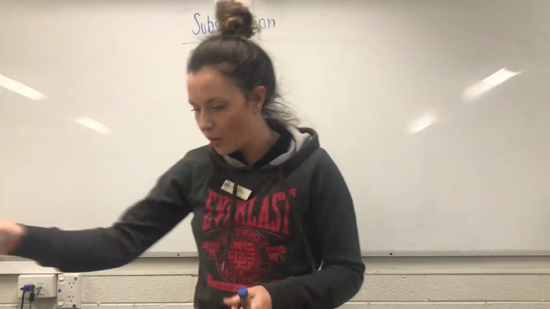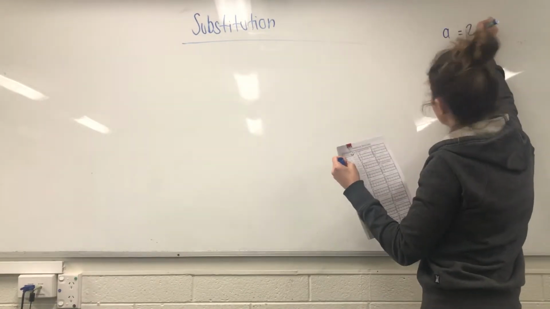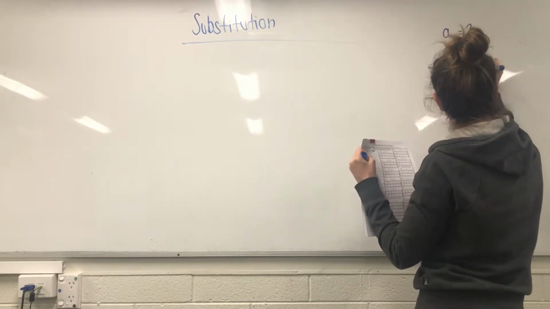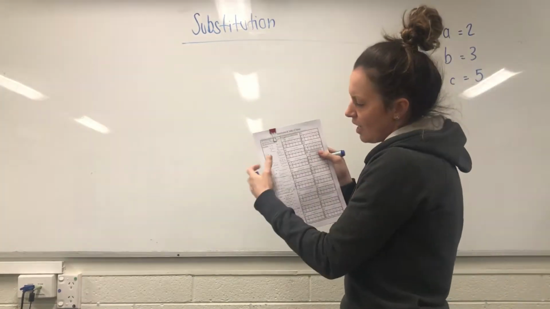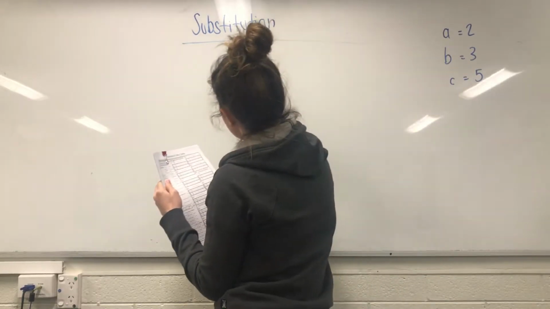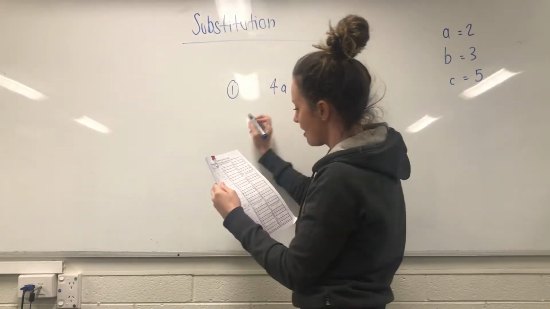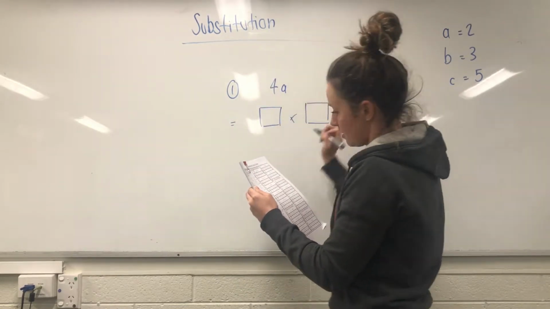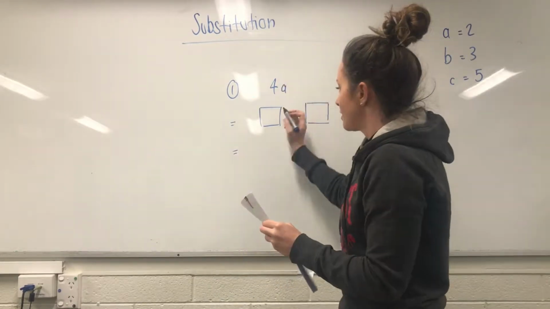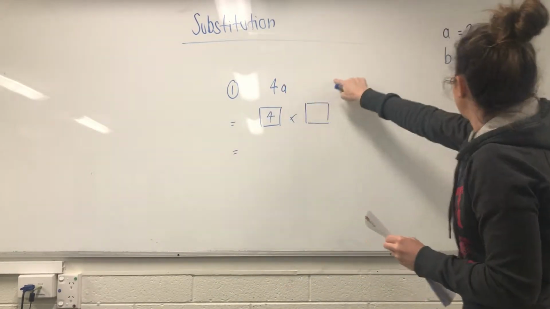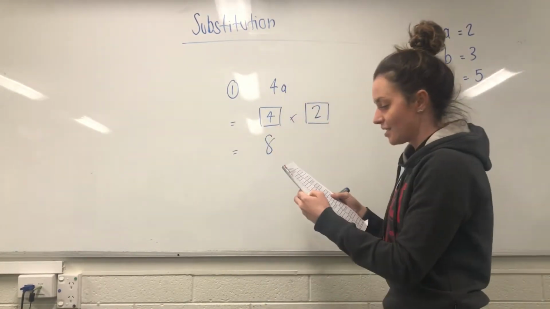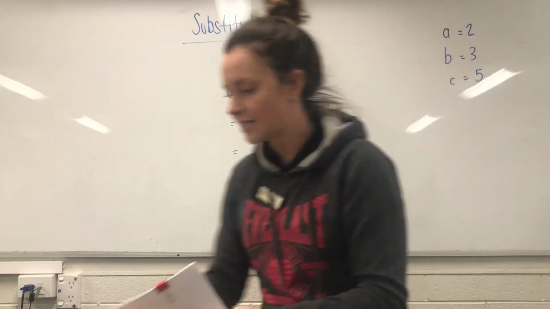Say for example, question 1 here. It says A equals 2, B equals 3, C equals 5. Question 1 gives you an example, but I'm going to do another one. Number 1 says 4A equals, and then a box times another box equals. So we know it's 4 times A. If A equals 2, 4 times 2 is going to equal 8. Obviously that's a simpler one.